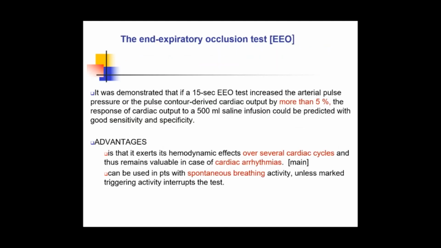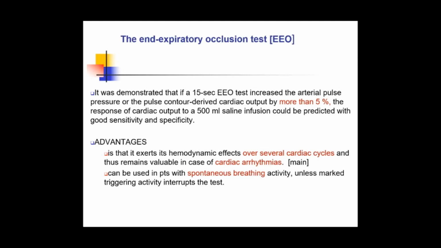So EEO: it was demonstrated that a 15-second expiratory occlusion test increased the arterial pulse pressure or the pulse contour derived cardiac output by more than 5%. The response of cardiac output to a 500 ml saline infusion could be predicted with good sensitivity and specificity. We'll again understand this in the next diagram.